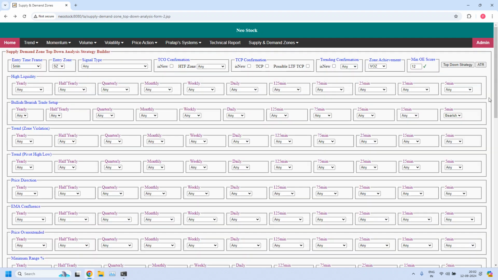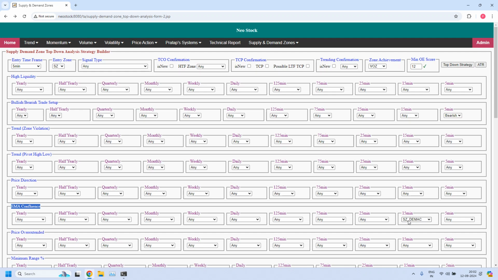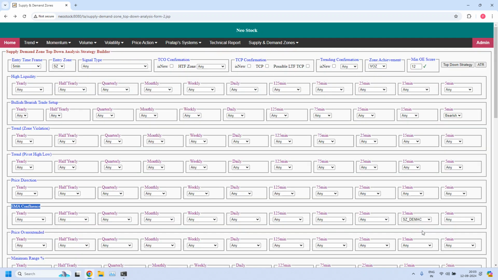Okay, next, let us look for EMA confluence, if any of those 15-minute zones are having. So in the EMA confluence, 15 minutes demand zone with daily EMA confluence. Sorry, I should select, 15 minute supply zone, daily EMA confluence, no stocks. So let's look for LTF, ITF, HTF confluence. I am removing this EMA filter.